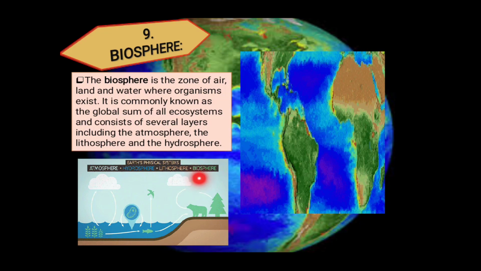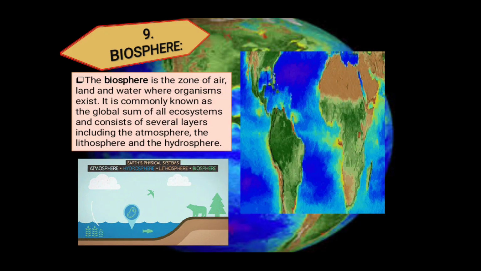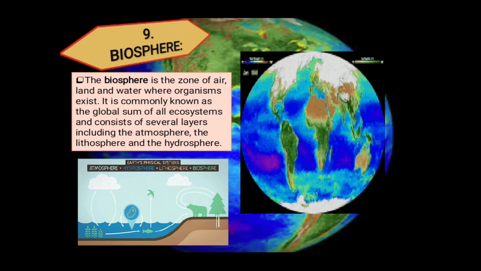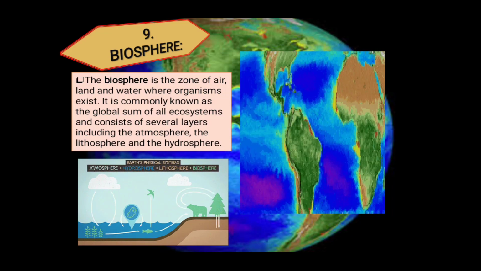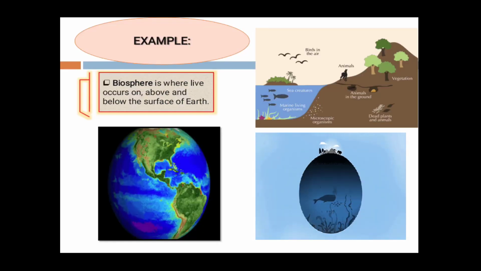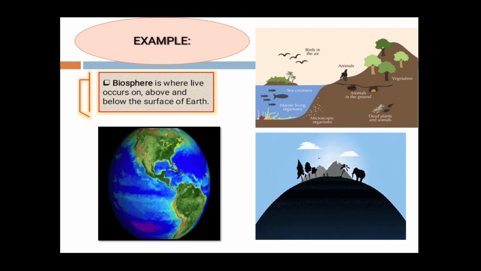The biosphere is a sphere, or a part of the earth, or part of our ecosystem, or part of our globe where life exists. Let's take an example. The biosphere is where life occurs on, above and below the surface of the earth. Which type of organisms or non-living factors exist in a biosphere?